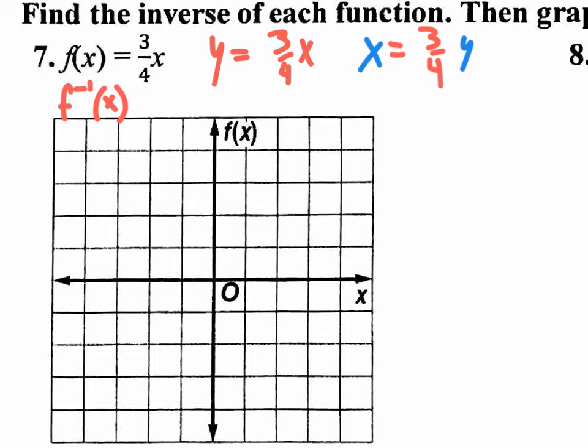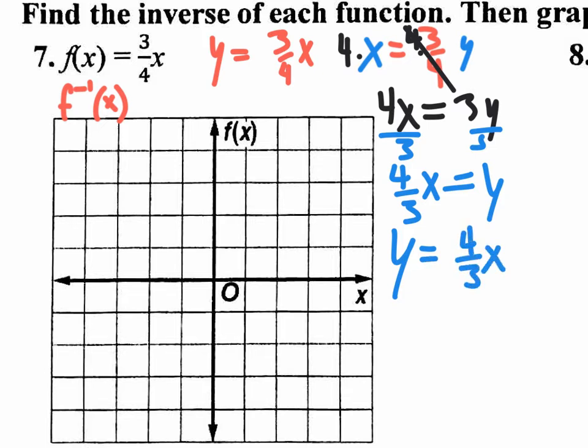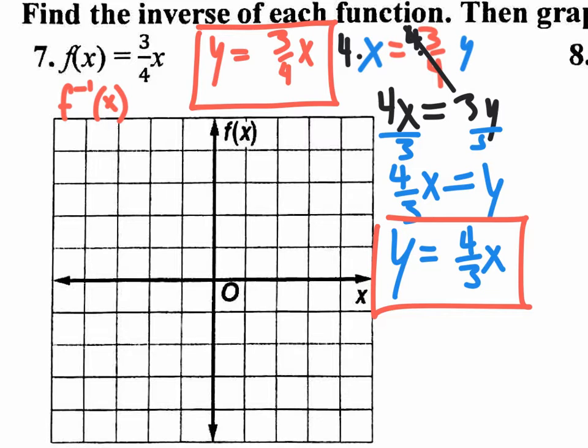You could divide by 3/4, or you could get rid of the fraction one at a time, multiplying by 4. Multiplying by 4, you have 4x equals 3y. Sorry, let me change that. And the final step would be to divide by 3. So you end up with y equals 4/3 x. So, ladies and gentlemen, we have our original y equals 3/4 x, and we have our inverse y equals 4/3 x. Now, they want us to graph both the original and the inverse function.